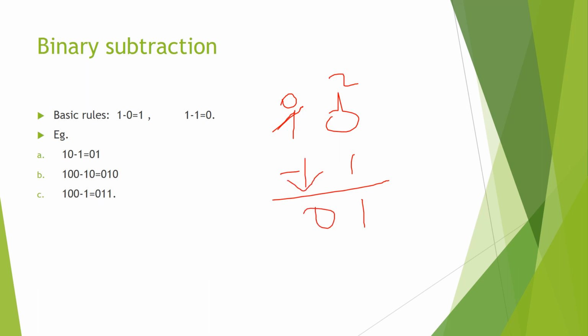Let us convert them. This one is a 2, so the decimal equivalent was 2, and this one was 1, and if you subtract you get 1, so you can see it is correct.